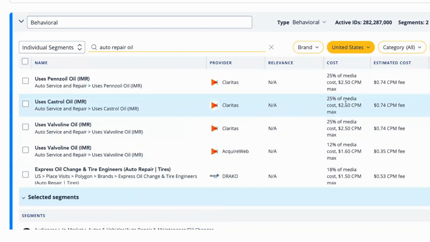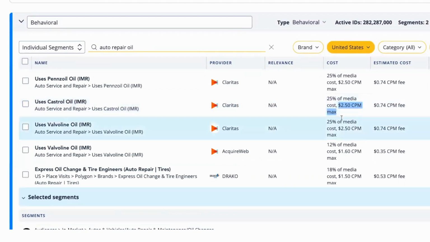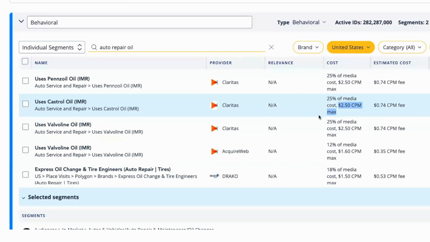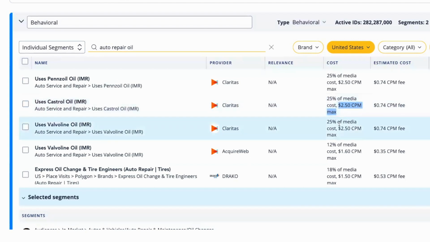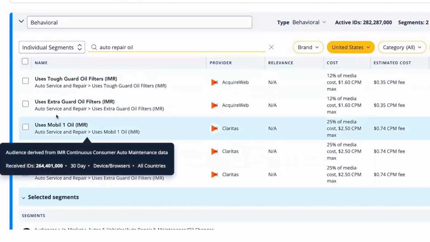And then I always want to pay attention to the media cost or the data fee. If it's a $7 CPM data fee, just remember that that's going to be added to your bid. So if your bid is around $3 and the data fee is around $7, your final CPM could be upwards of $10, $12, because you still have to add some additional fees, right? So you've got to be mindful of some of those segment costs. Okay, it's all right. Let's continue.